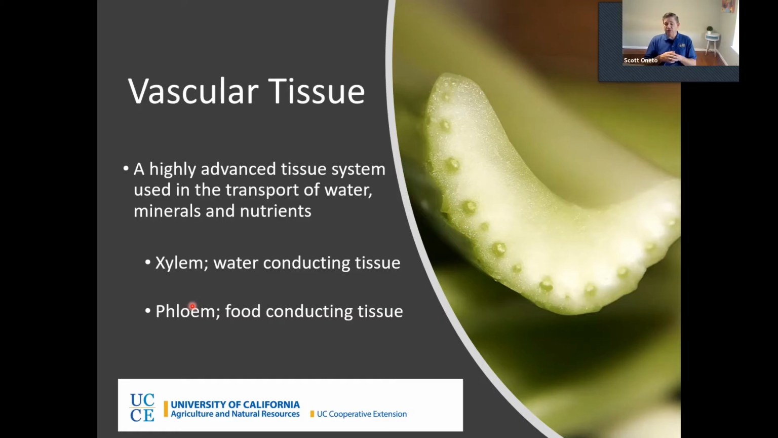So those sugars that are made in the leaves through photosynthesis are then moved throughout the plant for growth and development through the phloem. This cross section here, this photo, you're probably all familiar with this. This is celery. The celery stalk, if you look at it in cross section, so if we just cut it in half and look at it, you can see these very distinct structures in the stalk, and these are the vascular tissues.